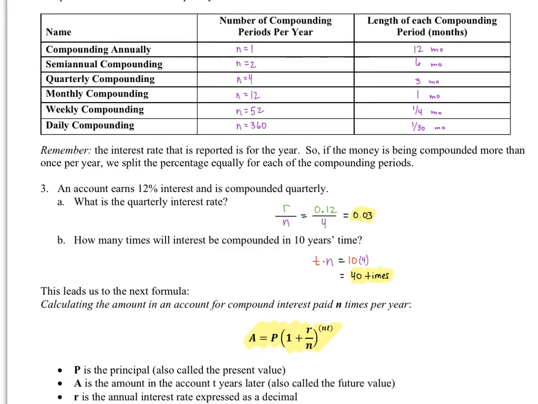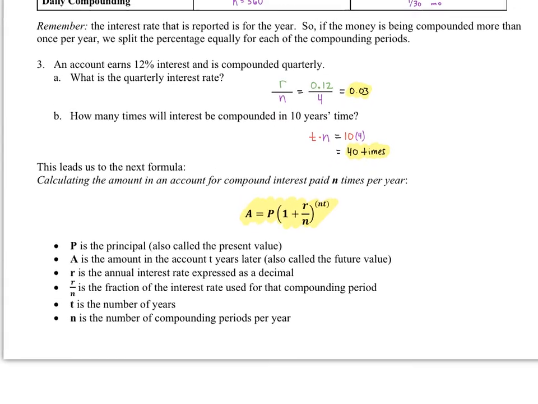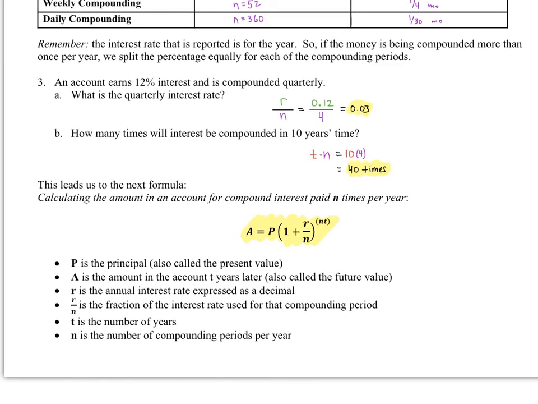Okay? So all of the other letters don't change. P is still our principal, A is the future value, R is that rate, T is the number of years it's sitting in the account, and N is the number of compounding periods. So let's try another example.